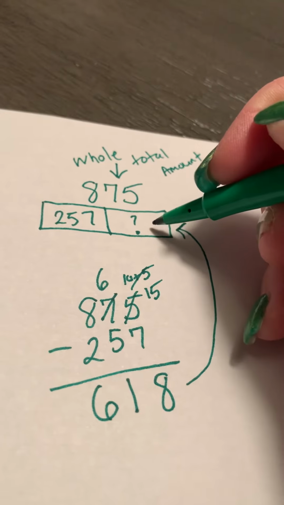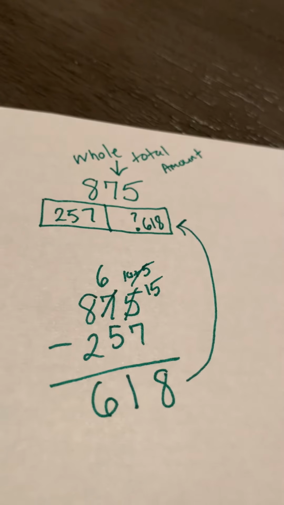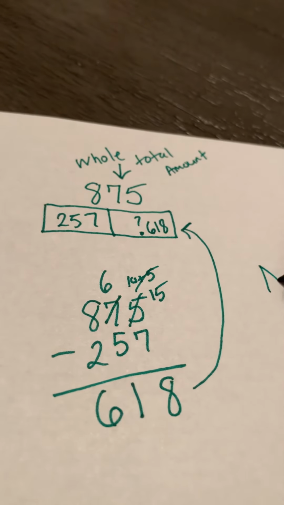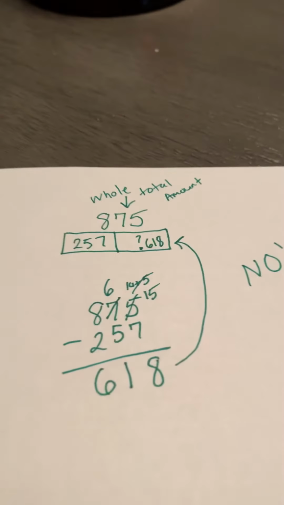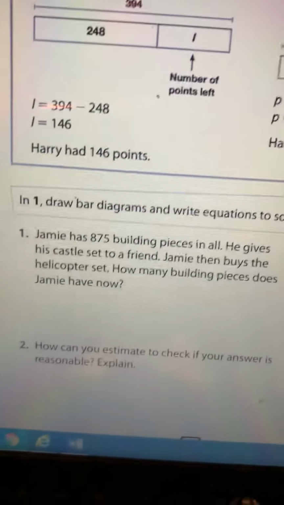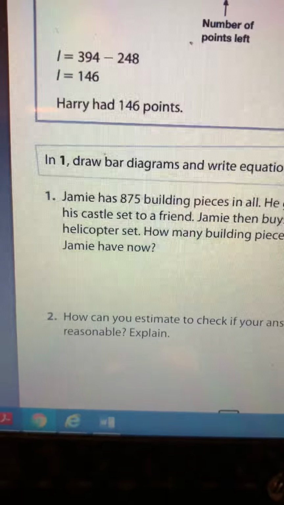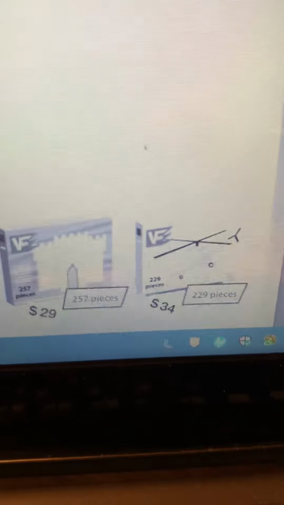So I'm gonna go ahead and put 618 as my missing number. Now, does that mean I'm finished? No, I still have to read the rest of the problem. So I'm going to go back up to the problem. I know now that Jamie has 618 pieces left because he started with 875 and he gave his castle pieces, which were 257, to a friend.